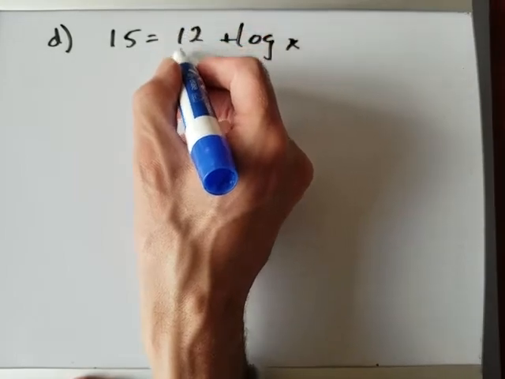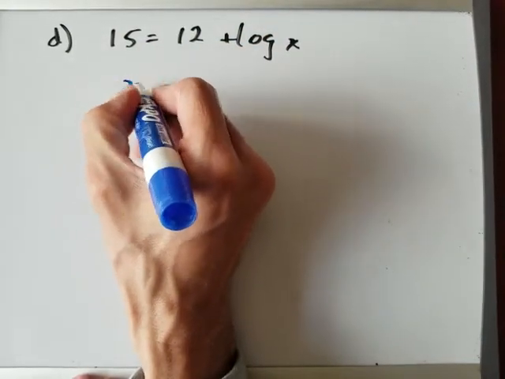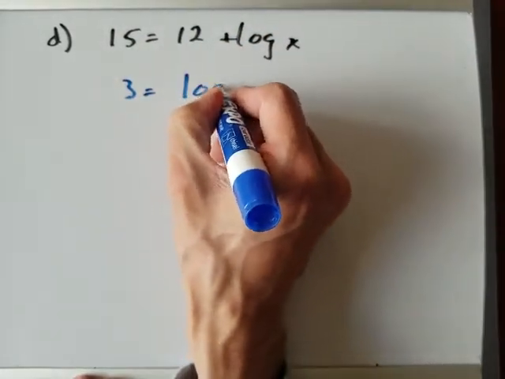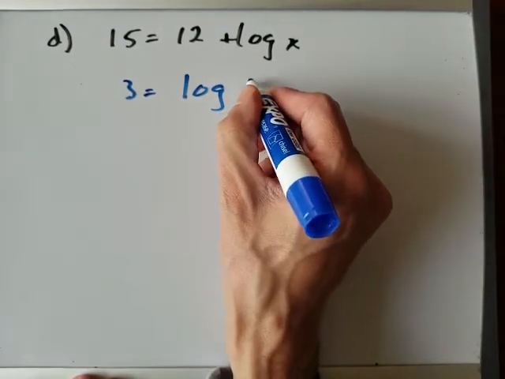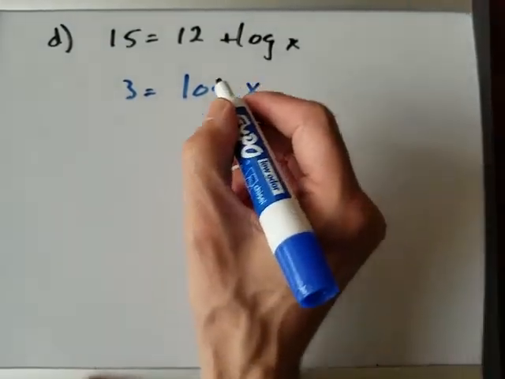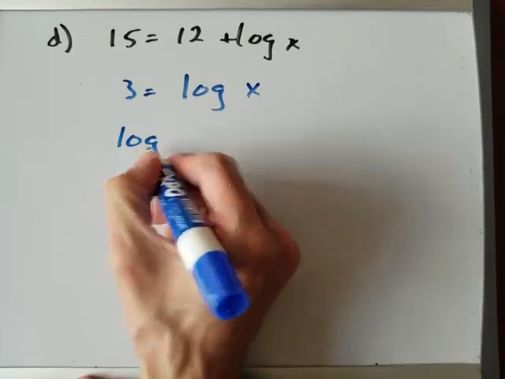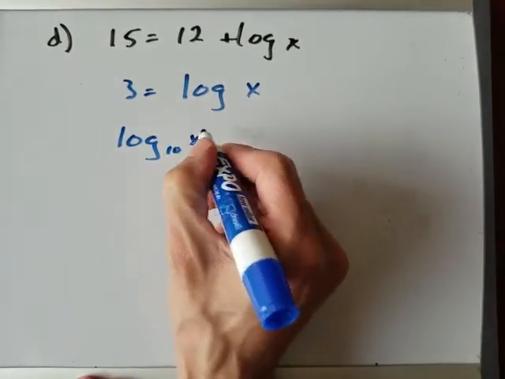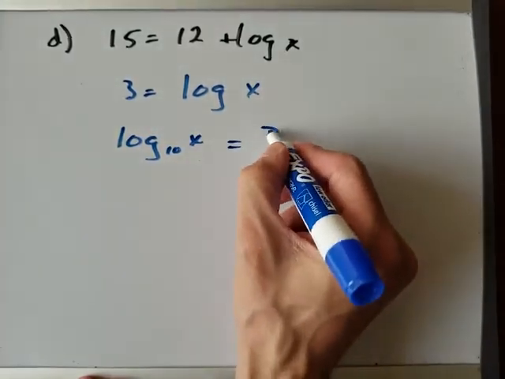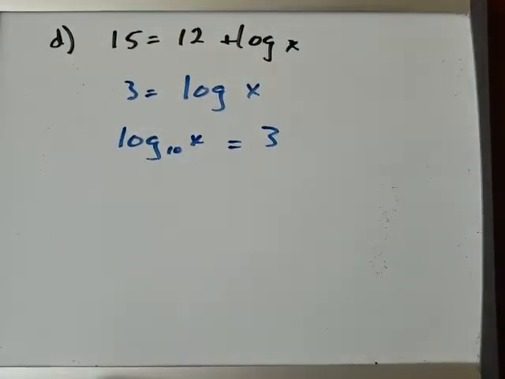What we're going to do is take the 12 over, subtract it over, and we just get a 3. And then we have equals a log, and then again, it would be assumed to be a base of 10, and then an x. Now, I'm going to do two things. I am going to bring in the base of 10 right there, and then I'm going to put the 3 on the other side. It's okay just to reverse the equality because now it'll be very easy to see.